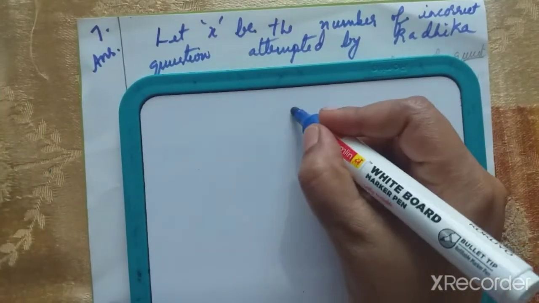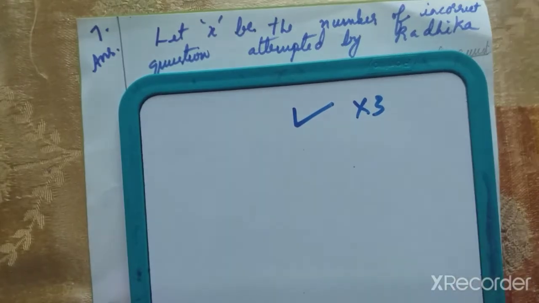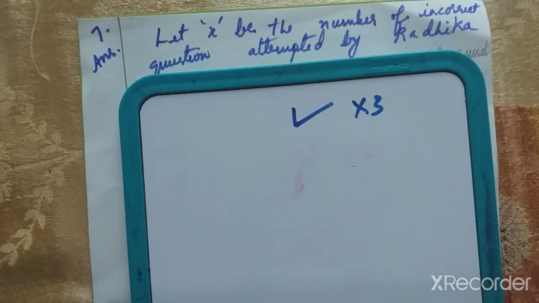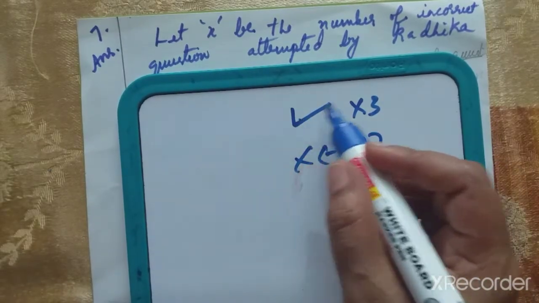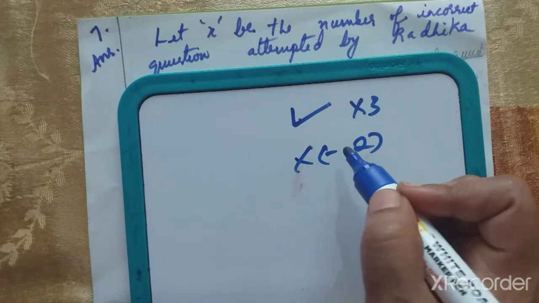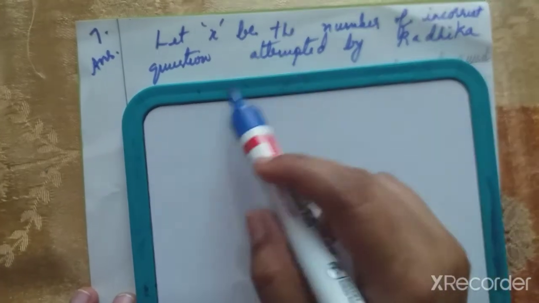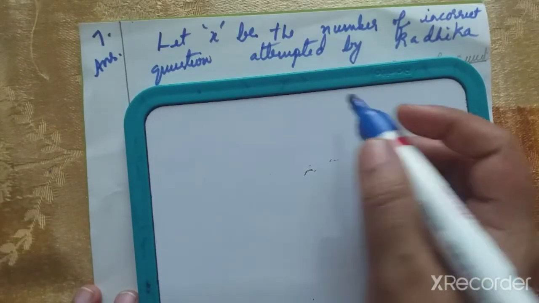If any answer is correct, multiply by 3. If any answer is wrong, it means minus 2; minus 2 is reduced. So let x be the number of incorrect questions attempted by Radhika.